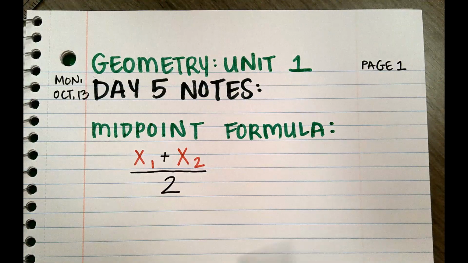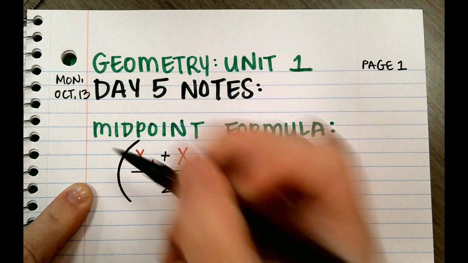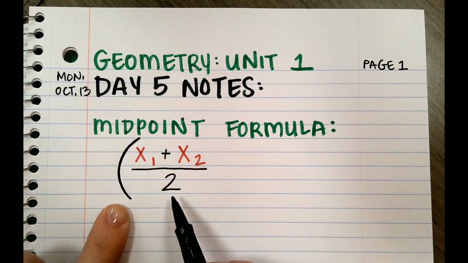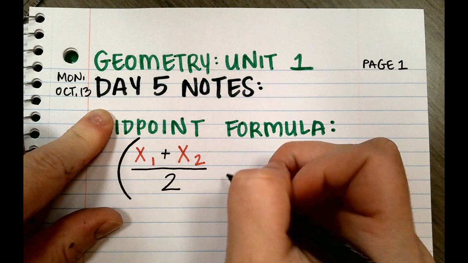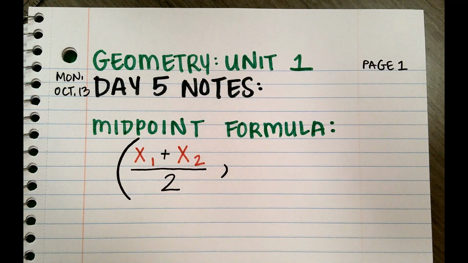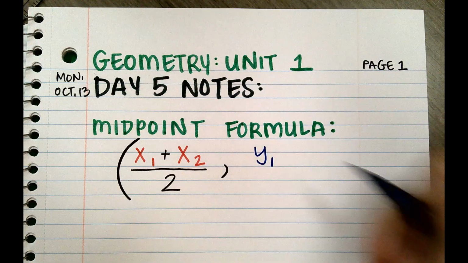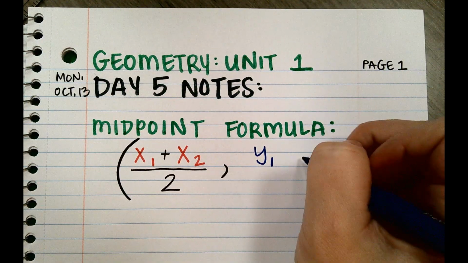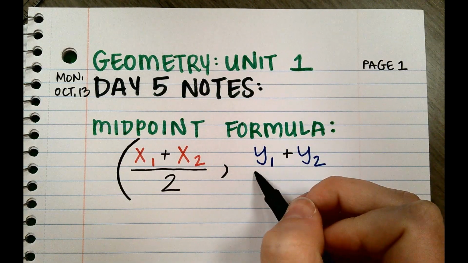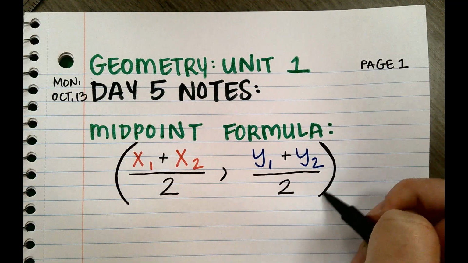Now that you know what size this is going to be, I'm going to put a big parenthesis outside of it because this is going to give us a coordinate. So x1 plus x2 divided by 2, comma. This will give you your x value. Now we're going to do y. It'll be the same thing: y1 plus y2 divided by 2. And then close the parenthesis.